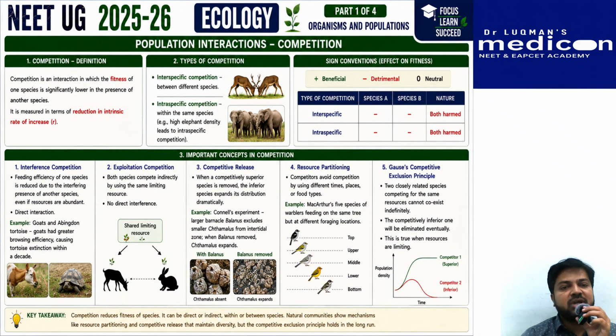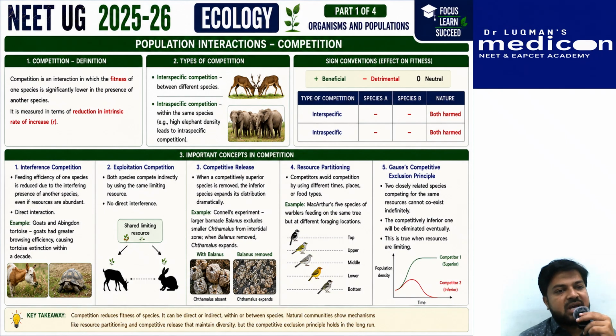Now comes population interactions as part of competition. Let's see what do you mean by competition. The word itself is self-explanatory in nature. Competition means obviously there is a type of interaction where two species are competing with each other, competing for survival or competing for a resource that is ultimately for survival, in which the fitness of one species is significantly lower in the presence of another species. Fitness means fitness to survive. It can attack, it can prevent, it can protect, it can survive.